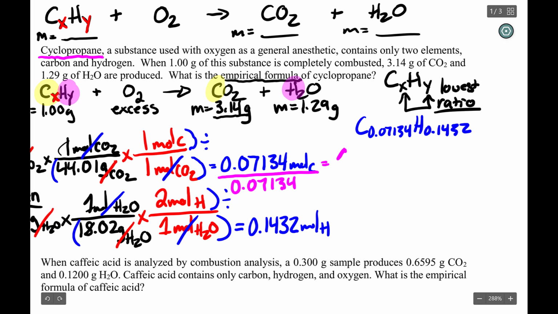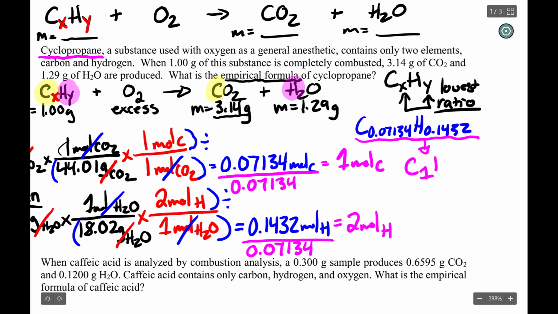If I divide this by 0.07134, I'm going to get 1 mole of carbon. If I divide this by 0.07134, I'm going to get essentially 2 moles of hydrogen. So what I've done by dividing by the smallest number is I've turned this weird looking thing into C1H2. That is the empirical formula for this hydrocarbon. Of course, we normally don't put the 1 there, but I'm just doing that to highlight it.